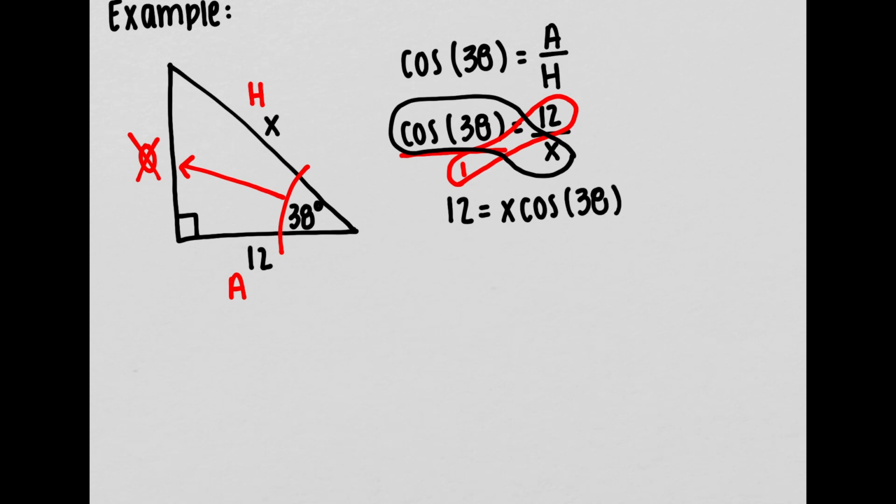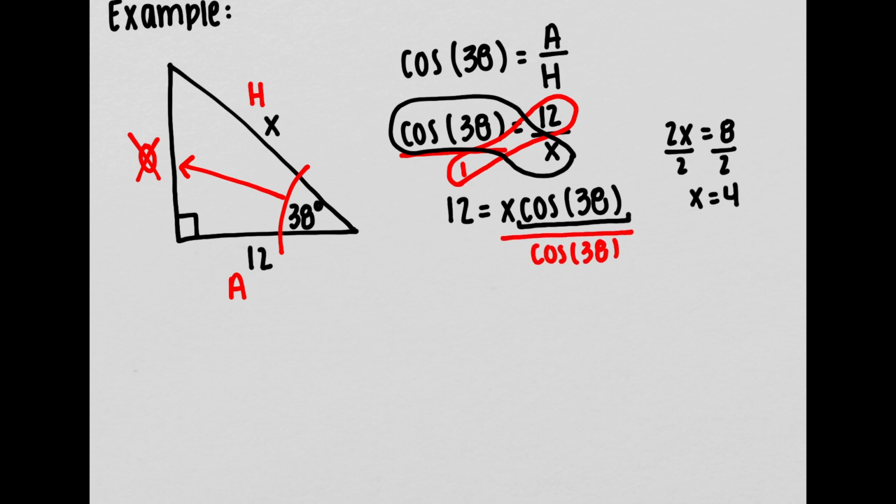Now, the last time we did one step and we were done because it was x equals. It is not x equals here. If we had something like 2x equals 8, in order to solve, we would divide by 2 and get x equals 4. We're going to do the same thing here. We're going to divide by whatever is attached to the x. So cosine of 38 is attached to the x. So what I'm going to do is divide both sides by cosine of 38. So the right side does it, the left side does it. What happens on the right side is it crosses out. It cancels each other out. And I'm left with x equals 12 divided by cosine of 38.